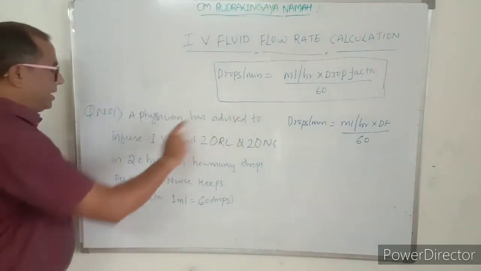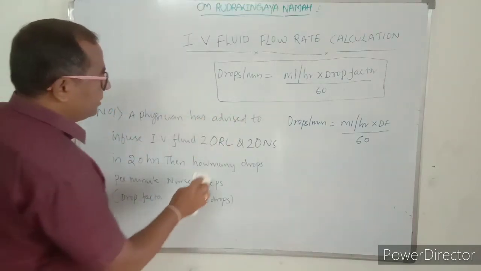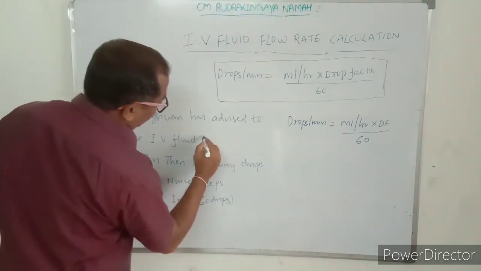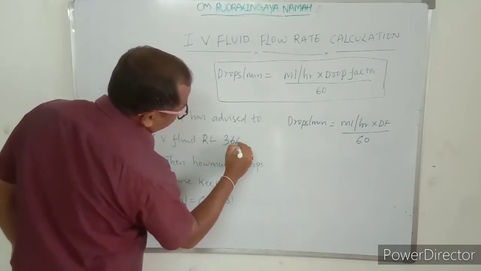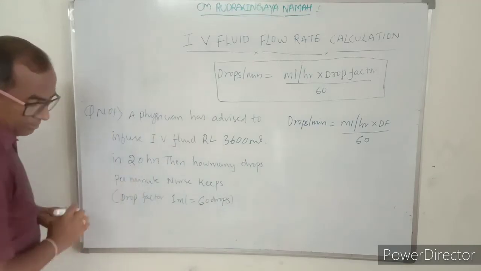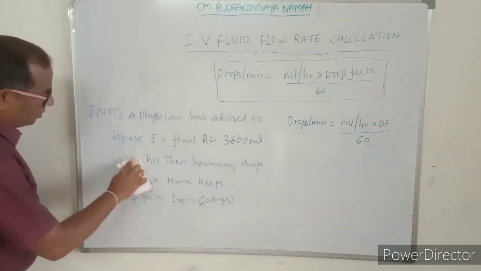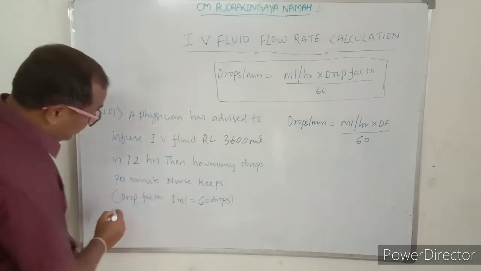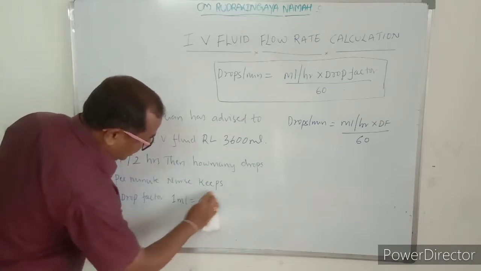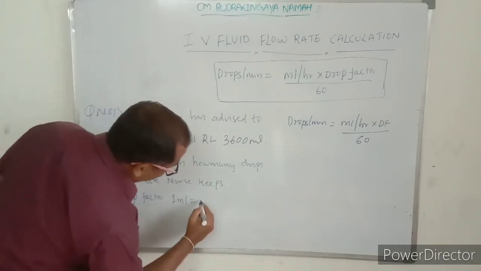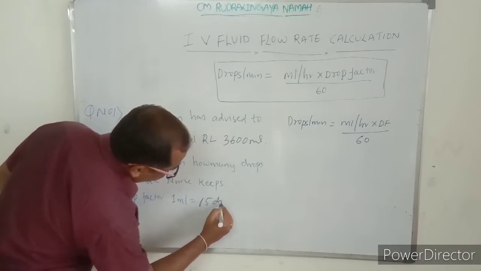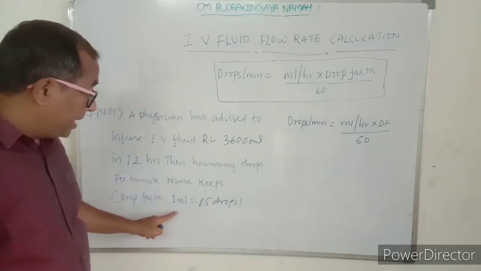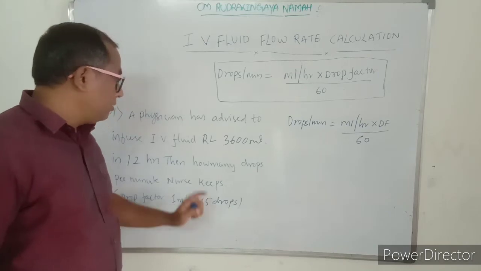Suppose a physician has advised to infuse IV fluid RL 3600 ml in 12 hours. And the drop factor they have given, they may change the drop factor, that is 1 ml is equal to 15 drops. So in this case, we have to keep in mind that here the drop factor is changed, that is 1 ml is equal to 15 drops.